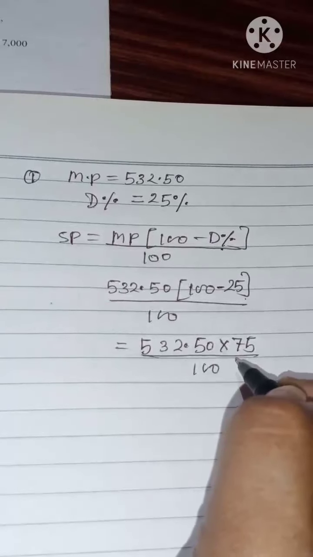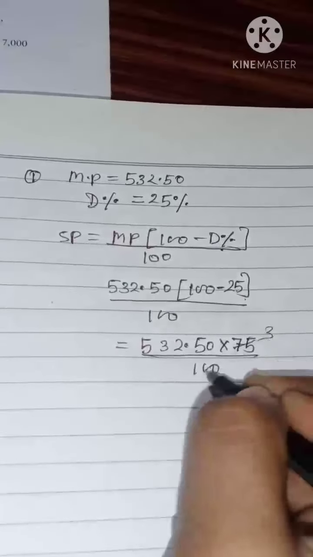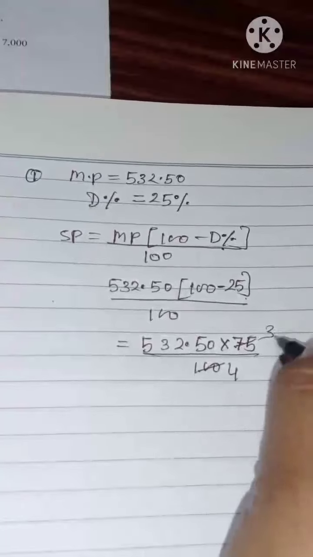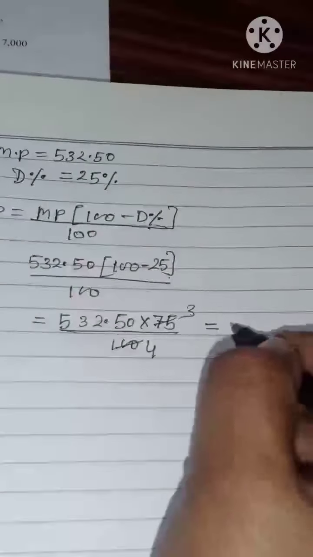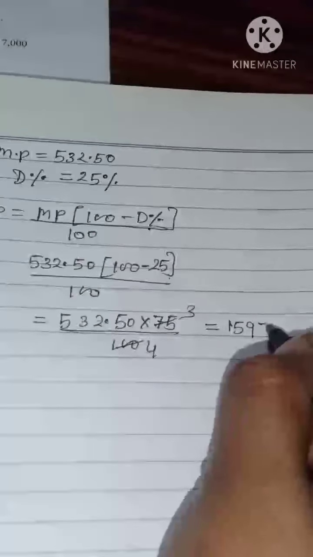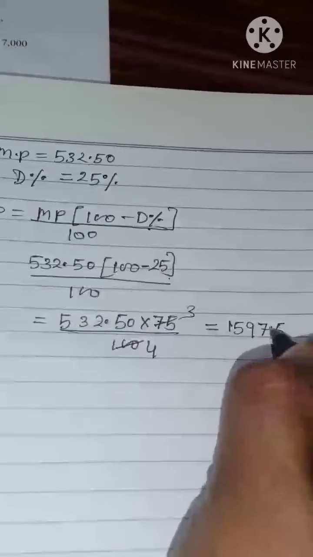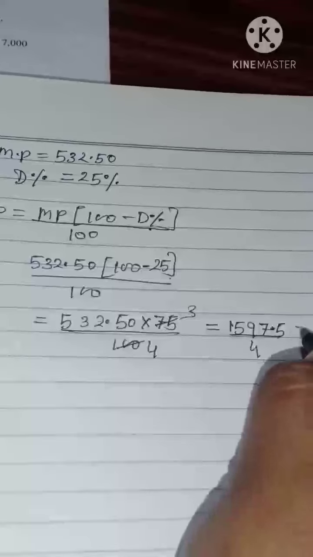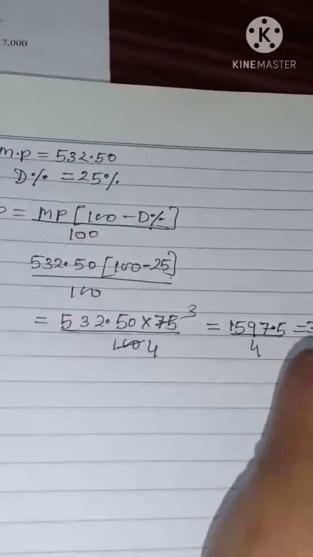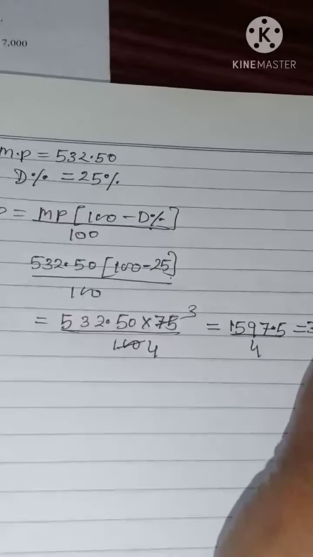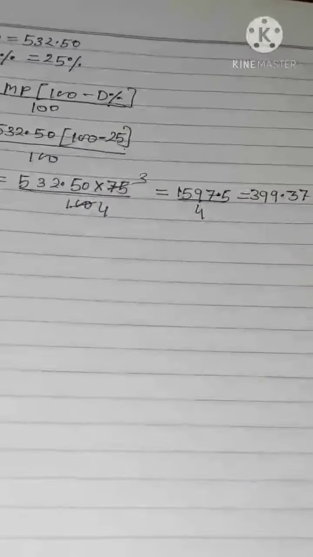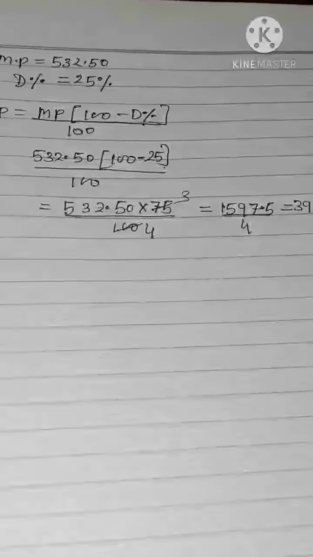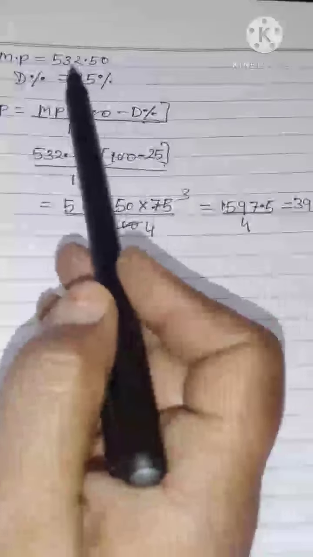Now cancel it by the table of 25: 25 3s are 75, and 25 4s are 100. So if you multiply the numerator part, it will come to 1597.5, divided by 4. So what answer will you get? 399.37 if you divide it. So what will be your selling price? 399.37.